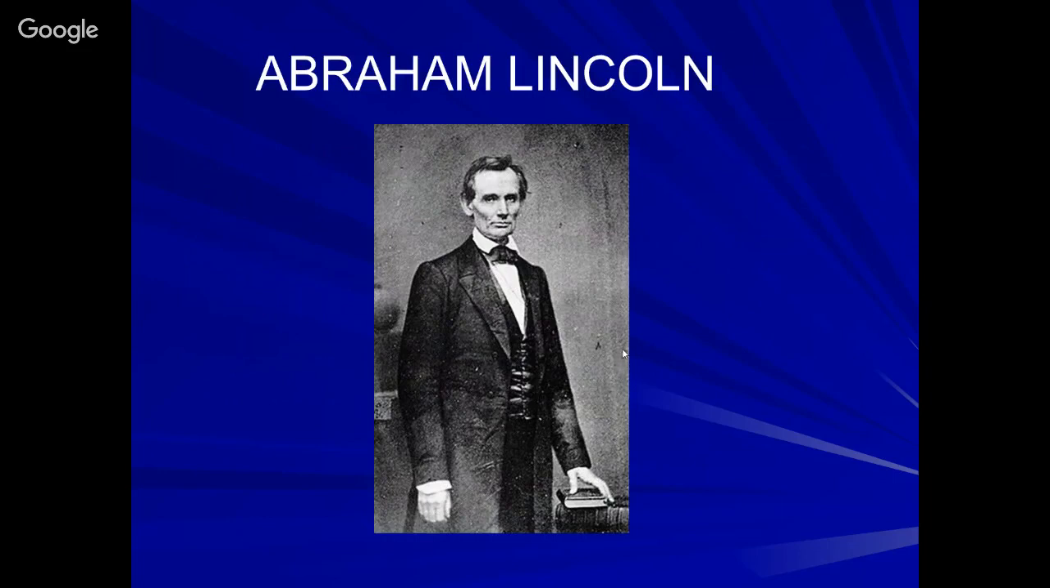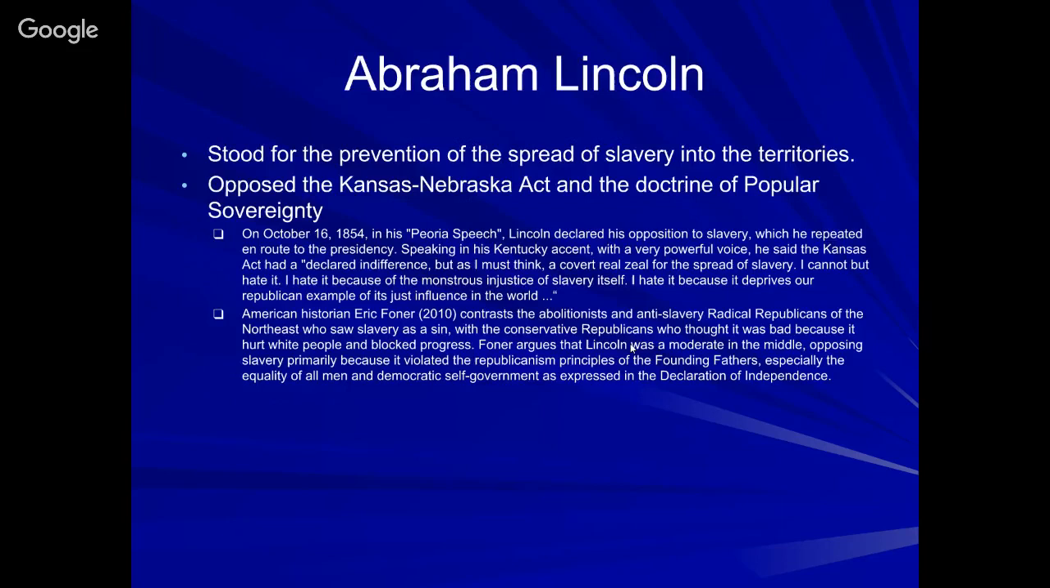this man, Abraham Lincoln, to win the election of 1860. And so Abraham Lincoln stood for the prevention of slavery into the territories. He opposed the Kansas-Nebraska Act and the doctrine of popular sovereignty.